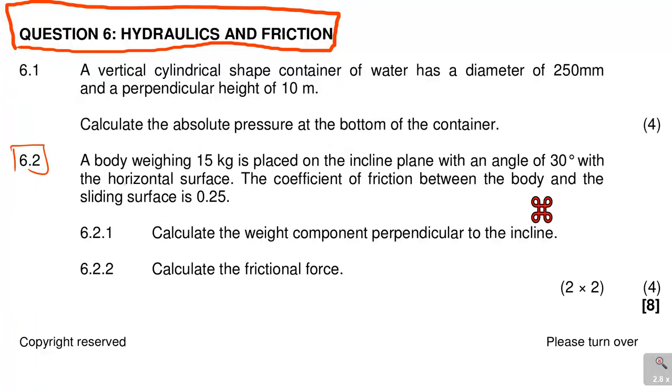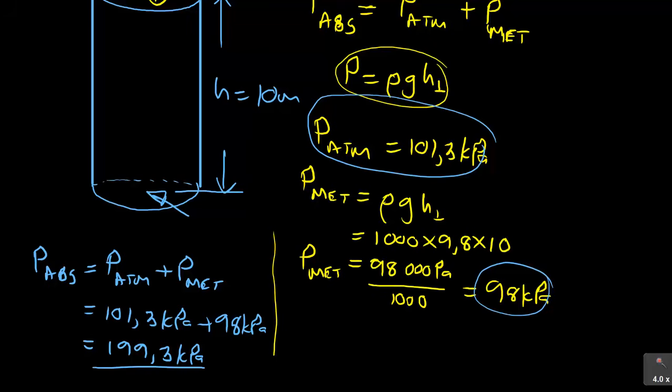Now 6.2 says a body weighing 15 kg is placed on an inclined plane with an angle of 30 degrees with the horizontal surface. The coefficient of friction between the body and the sliding surface is given. So we've got the coefficient of friction, which is our mu, and our mu is 0.25. Now if we were to work on this, you need to have an idea of what we are referring to, so I'm going to give it a sketch.